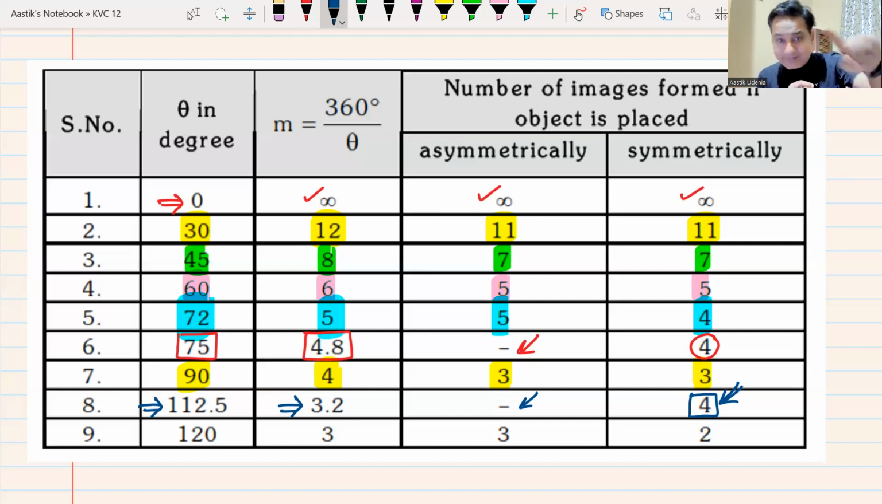Okay, I hope the point is clear to everyone. Going on to the last thing, we put the angle as 120 degrees. It is odd. If it is odd, then it is placed symmetrically. There you will have m minus 1. If it is placed asymmetrically, you will have the same. Is this point clear to each and everyone in the class?